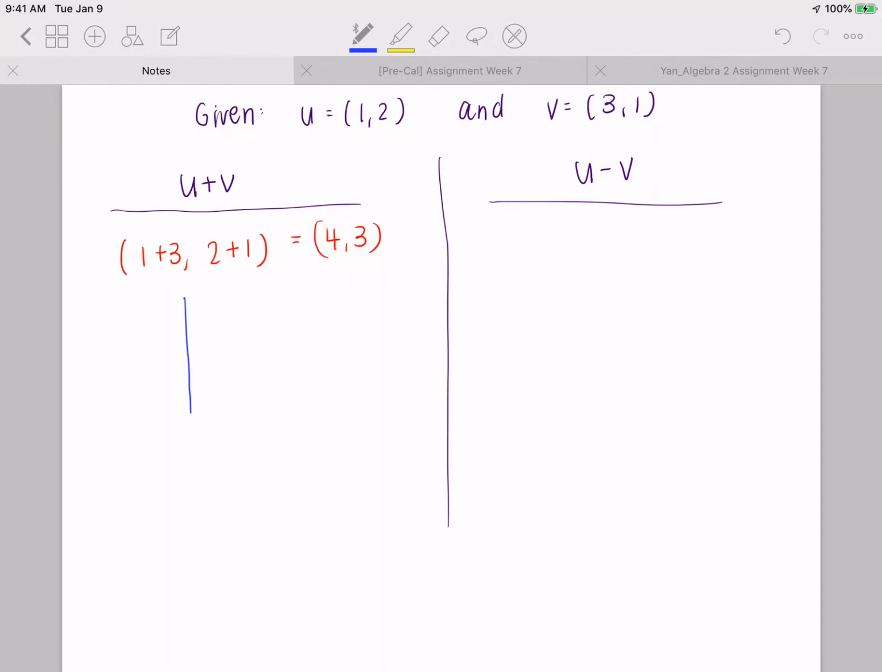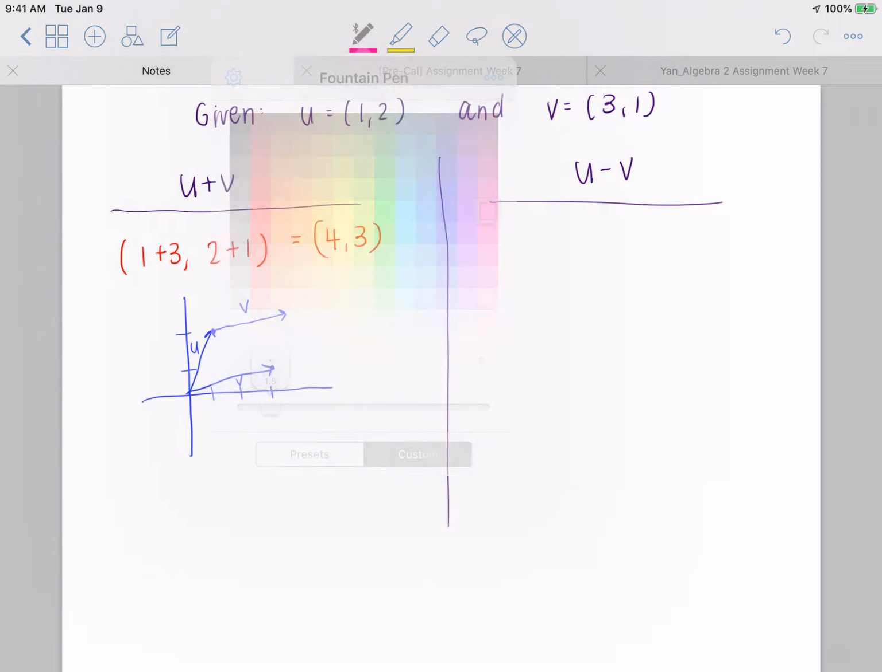Let's draw it out. 1 comma 2, 1 over and 2 up, is right here. And then 3 comma 1 is right here. Okay, so if this was u, this was v, we have to redraw v to bring it to the end of u, which would be right here. And then I have to connect the points from the beginning of u to the end of v. U plus v. That would be the picture.